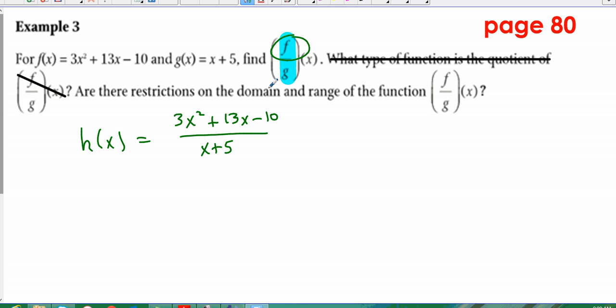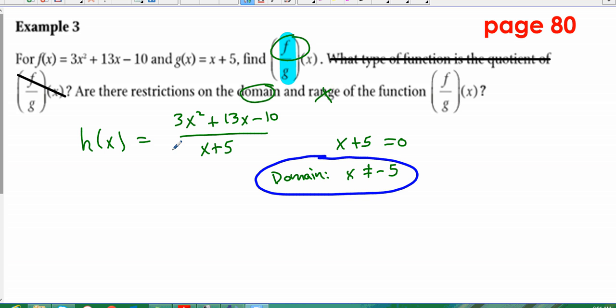The only other thing that I need to talk about is the domain. So the domain is what you can plug in. The only thing that I cannot have happen is my denominator of x plus 5 equaling 0. If I solve, I find out that if x is negative 5, this denominator will give me a value of 0, which cannot happen. So my domain restriction is that x cannot equal negative 5. So here's my domain restriction, and then here is my h of x function. So there you go.